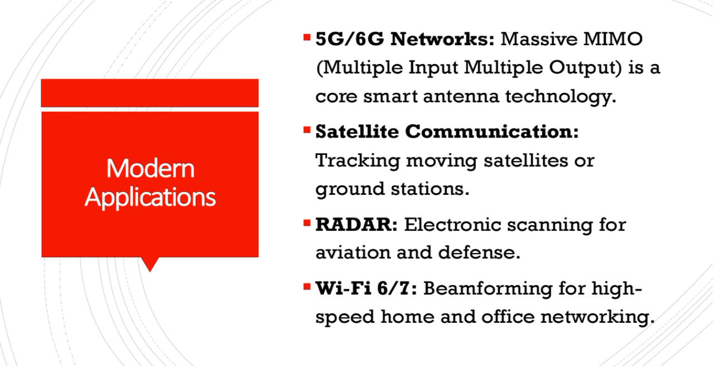And the next thing is why we are using smart antennas. These are the modern applications we have, especially in 5G and 6G networks. We are using the MIMO antenna system, and there we are using smart antennas. The second application is satellite communication, where we are tracking and moving the satellites and also the ground stations. The third is radar. It is very important now. Weather prediction systems use it, and here we are using electronic scanning for aviation and defense. And finally Wi-Fi 6 and 7, where we are using high-speed networking in both home and office.